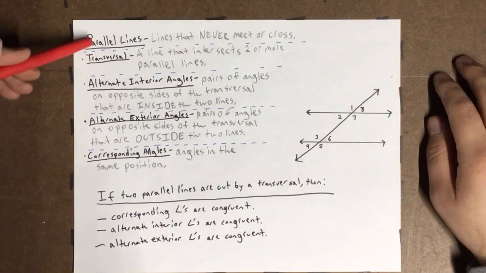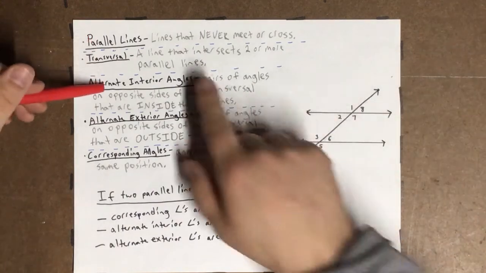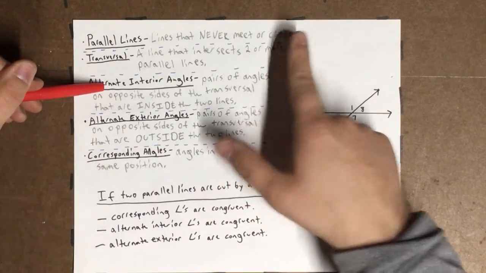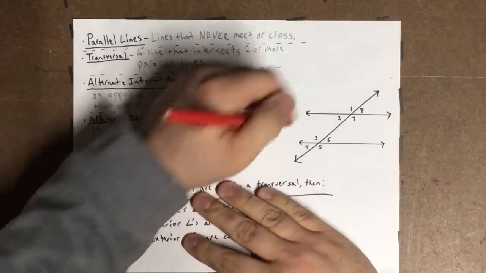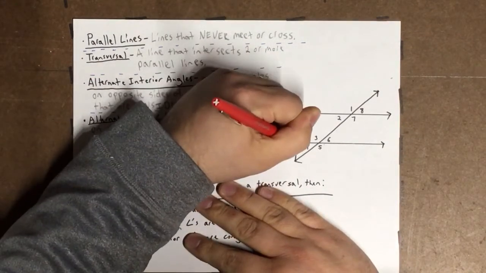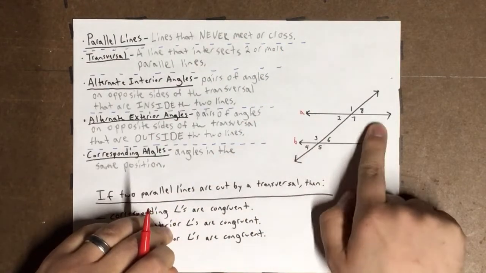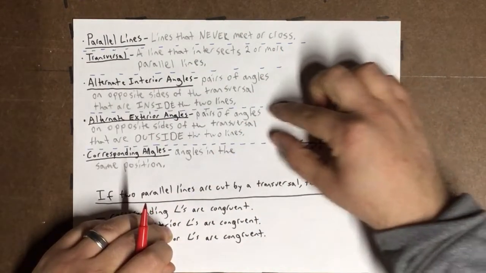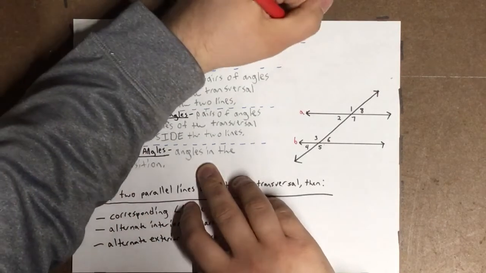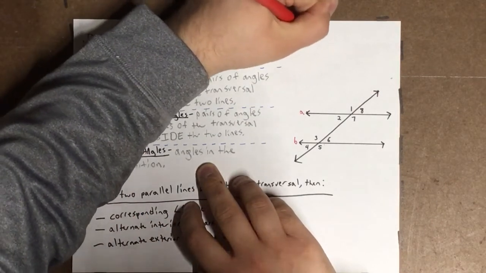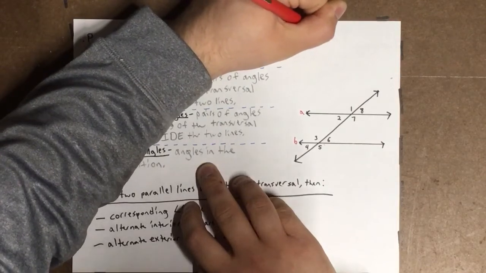To get started, parallel lines. We've talked about that before. Parallel lines are lines that are never going to cross. An example of lines here that are never going to cross are lines A and B, this line here and this line here. If I extended them, they're never going to cross at all. So I can write that two parallel lines would be A and B.